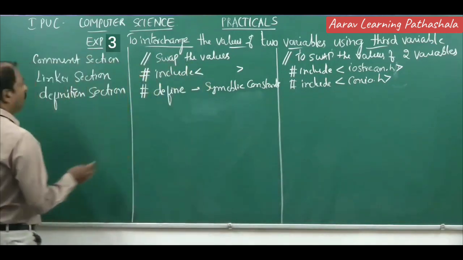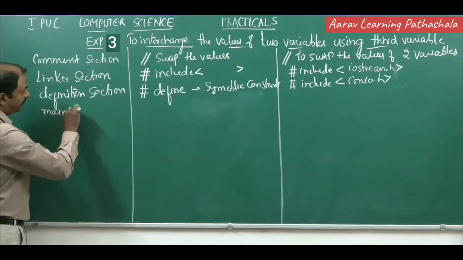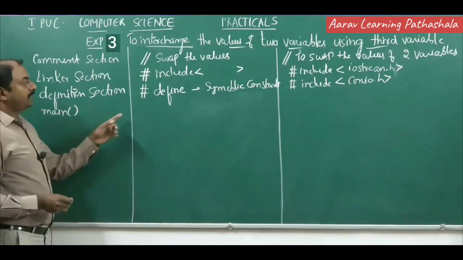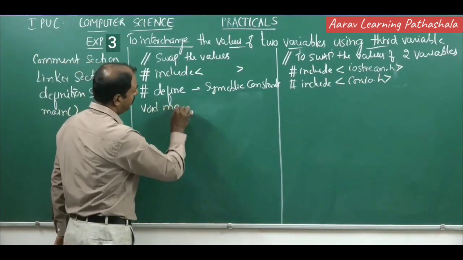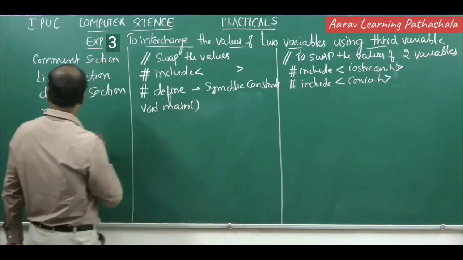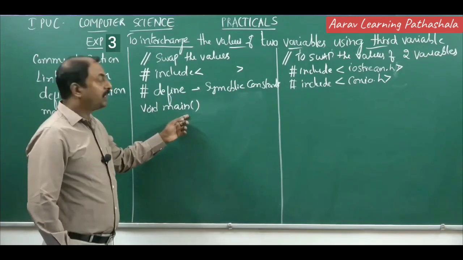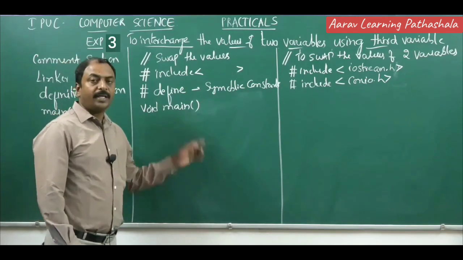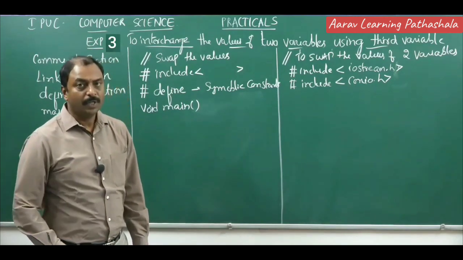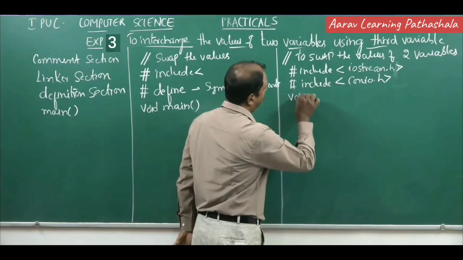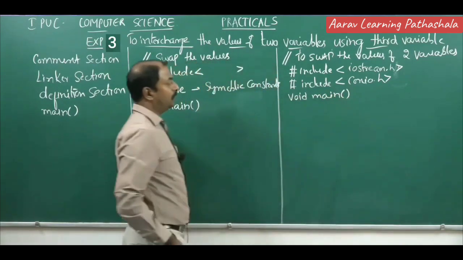So next one is void main. This is the main function. It will start with void main. Students, each and every C++ program must have a main function, and there should be only one main function in our C++ program. So we say void main, here the void main function, again no semicolon.